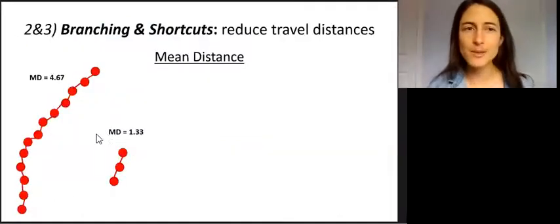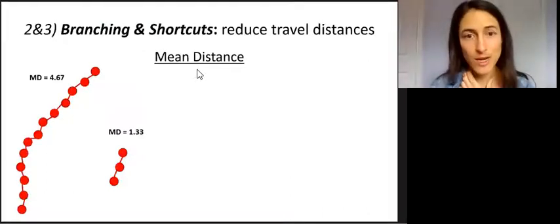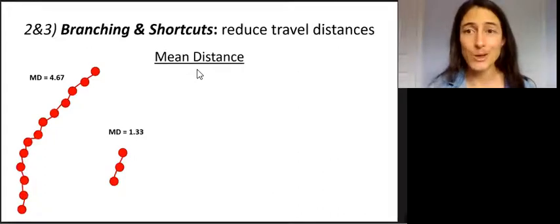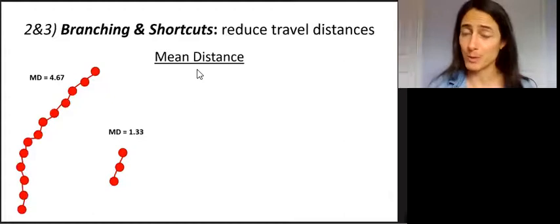And so to consider both of these hypotheses, the branching and shortcuts hypotheses, we wanted to understand how the connections in a nest affect how easy it is to move from one part of the nest to another. Therefore, we focused on this measure, the mean distance of a network. And just to define this technically, the mean distance is the sum of the shortest path lengths between all possible pairs of nodes. And then we divide that sum by the number of all possible node pairs.